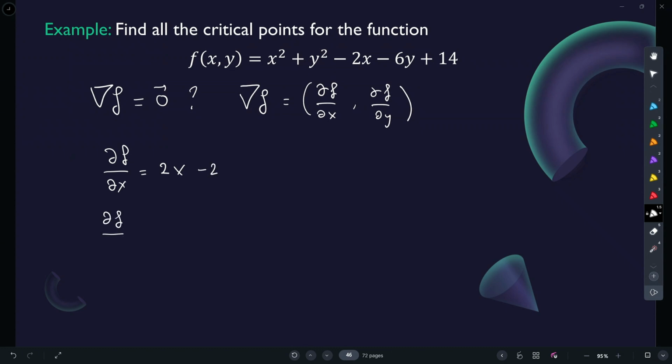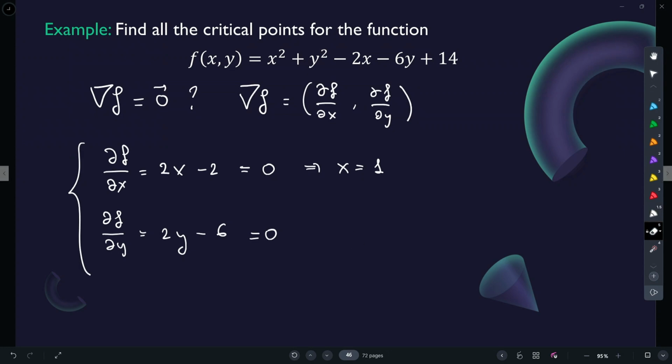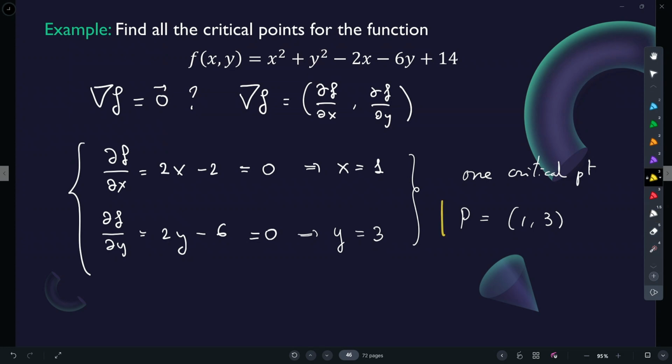And with respect to y, it is 2y minus 6. And if I want these two to be 0 simultaneously, that has to be when x is 1, and this has to be when y is 3. So this tells me that there is exactly one critical point, which is precisely the point (1, 3). So there is only one critical point here.